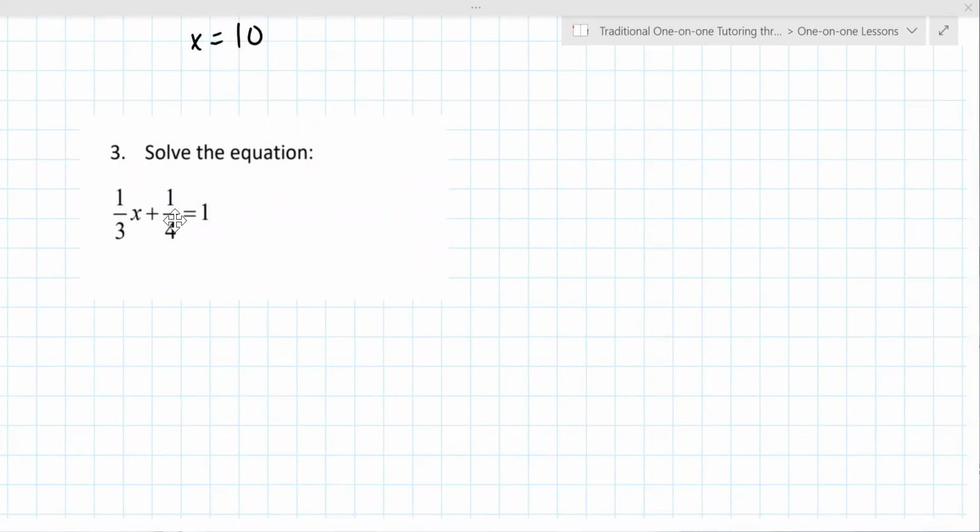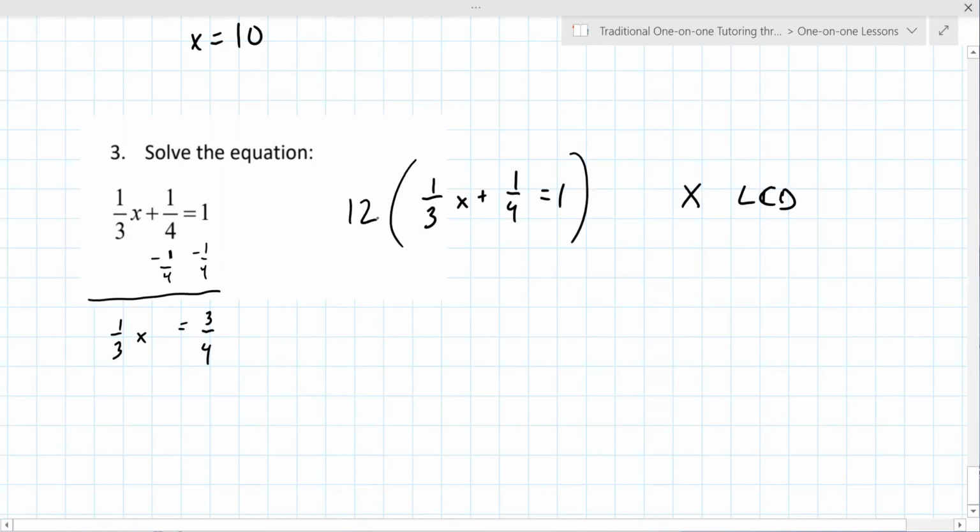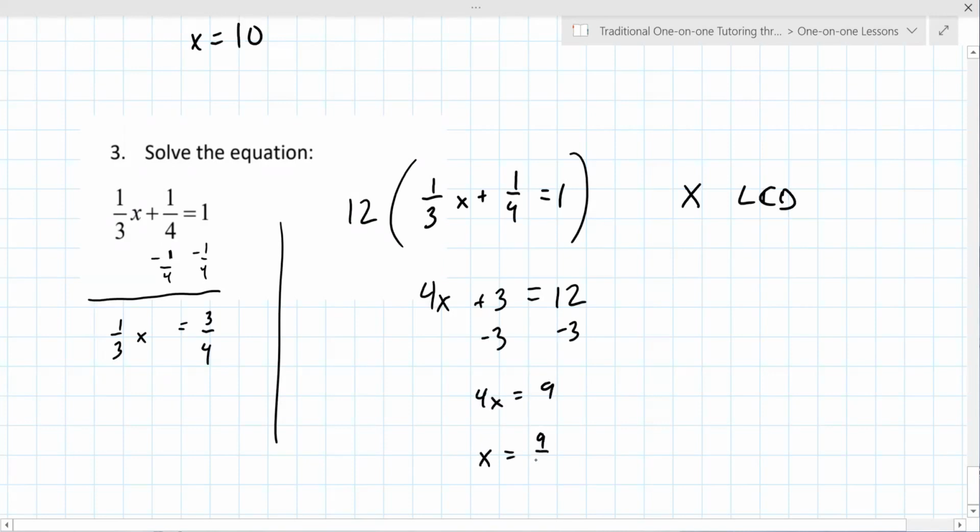This looks a little odd, but you end up just wanting to undo the 1/4 here. If you don't like that, the alternative is to clear the fraction by multiplying by the LCD. If you multiply everything by 12, you end up getting the same answer, but maybe that's better. So 12 divided by 3 is 4x, 12 times a fourth is 3, equals 12. Subtract 3, you get 4x equals 9, x equals 9 over 4. That's probably the way you'll do it.